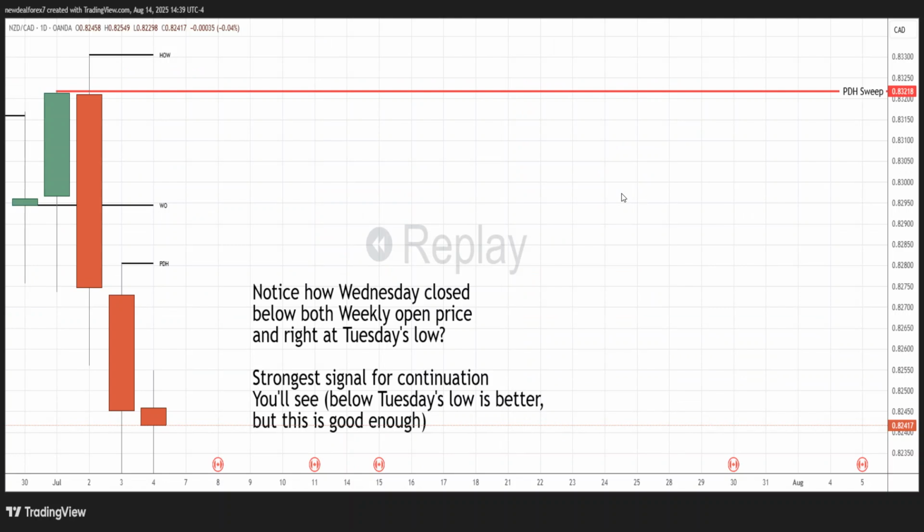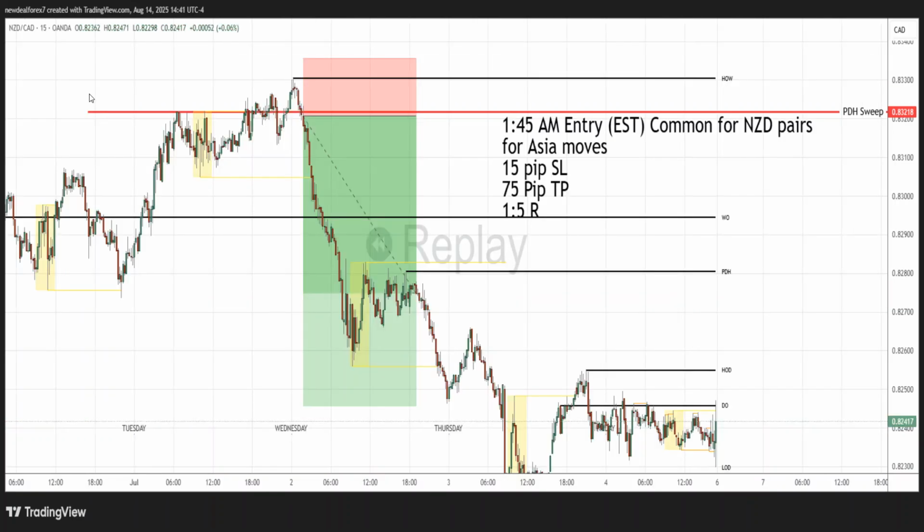Then a short example here on New Zealand CAD. Notice how Tuesday's high is here. So a very thin window right here between the high of Tuesday and the daily open. But let's see where our entry would have been. Right here at about 1:45 a.m. Eastern Standard Time. Now, am I normally trading this time frame? Not really. But for New Zealand pairs and sometimes the yen pairs, they can move during Asia, around 1, 2 in the morning.